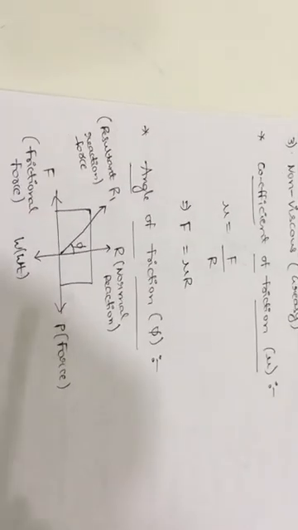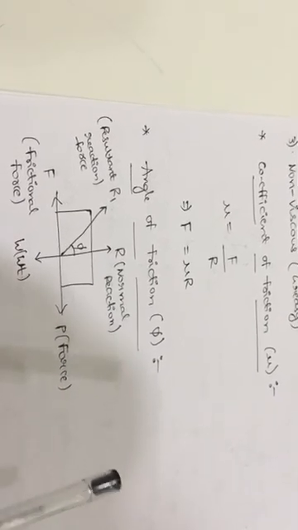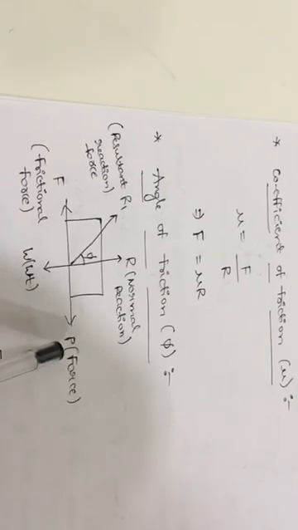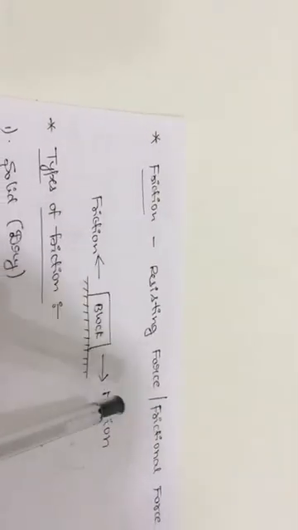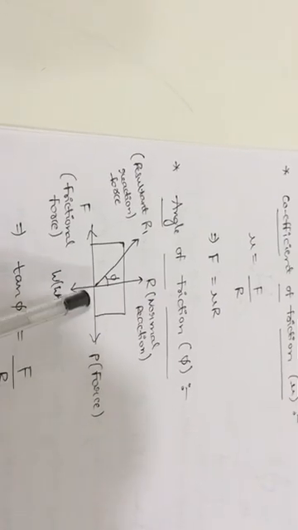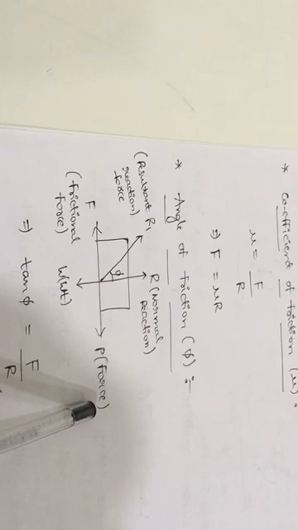Now coming to the angle of friction. Here if we consider any body which is in the equilibrium position, then we will get this type of diagram. Here we are applying a force P towards the positive x direction, and we know that motion and friction always oppose each other. When we are applying force P towards the positive x direction, motion is also towards the positive x direction.